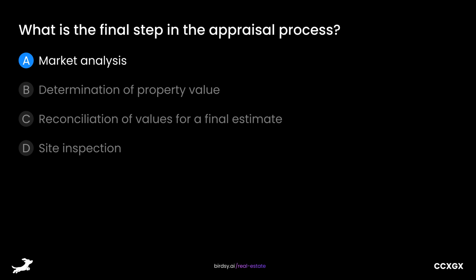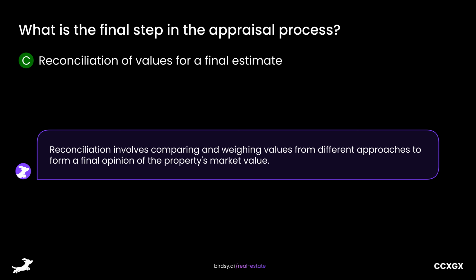Is it A, market analysis, B, determination of property value, C, reconciliation of values for a final estimate, or D, site inspection? The answer is C, reconciliation of values for a final estimate. Reconciliation involves comparing and weighing values from different approaches to form a final opinion of the property's market value.